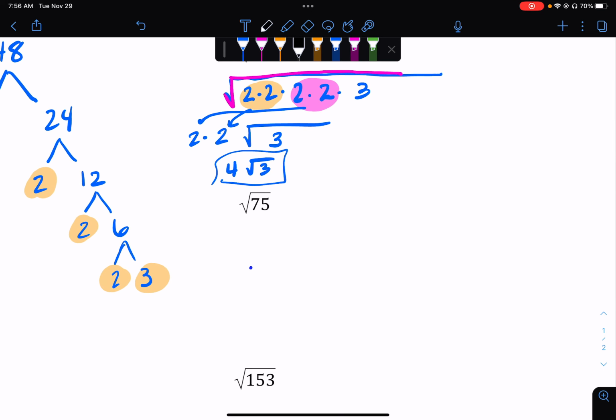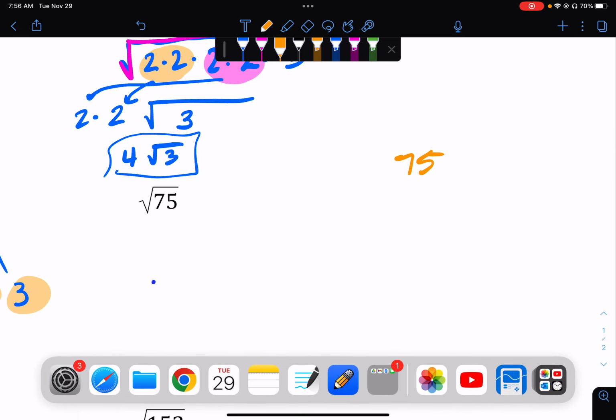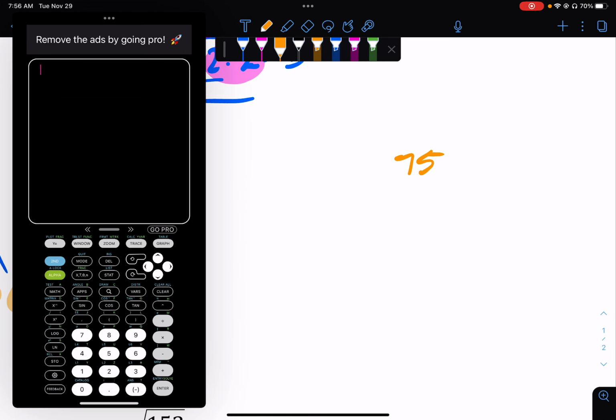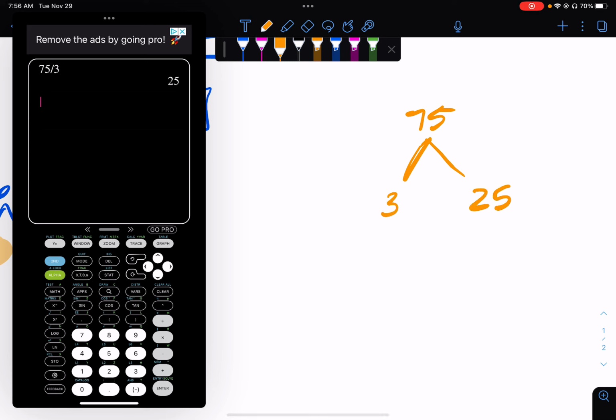So I'm going to write 75 here. Let's do that in orange real quick. If I do the square root of 75, I really just care about what two numbers multiply to give me 75. Now again, if you don't know, I would just take my calculator out. We don't want decimals, so I'm going to try 75 divided by 2. You see how I got a decimal there? I don't like that. So let's try 75 divided by 3. 75 divided by 3 is 25, which means 3 times 25 gives me 75.